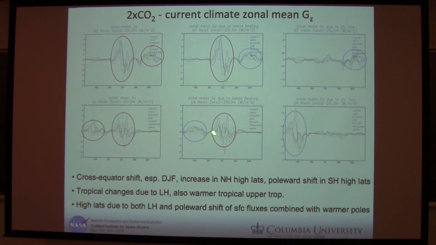There's also an increase from latent heating in the high latitudes in the northern hemisphere, and a polar shift in the southern hemisphere. The tropical changes are due to latent heating. Also, there's a warmer upper tropical troposphere in the double CO2 climate. The high latitude changes are due both to latent heating and the polar shift of surface fluxes combined with the warmer pole.